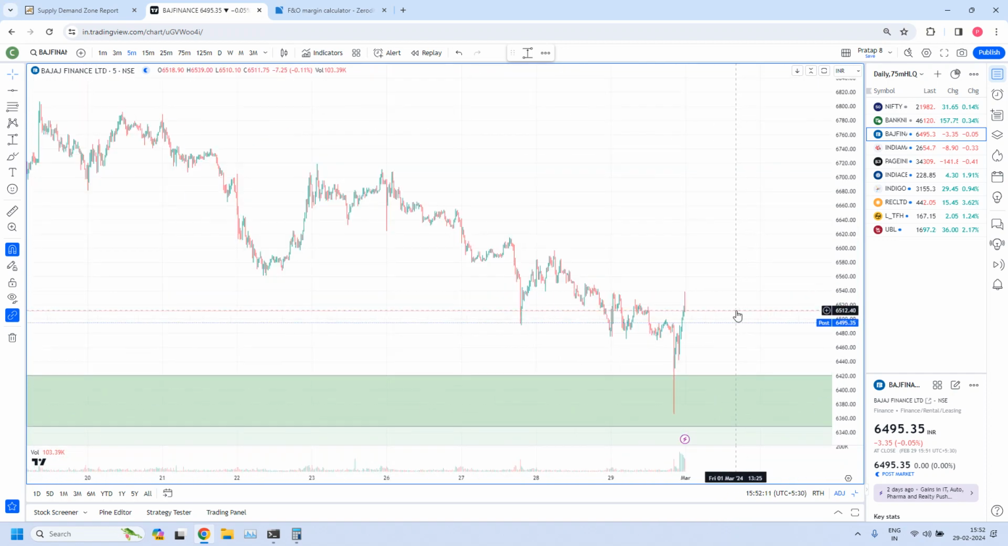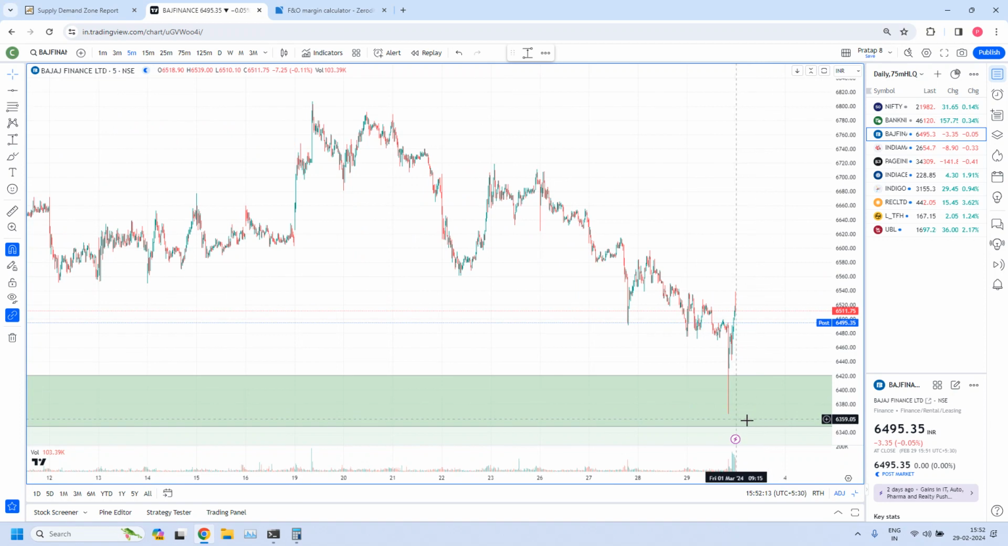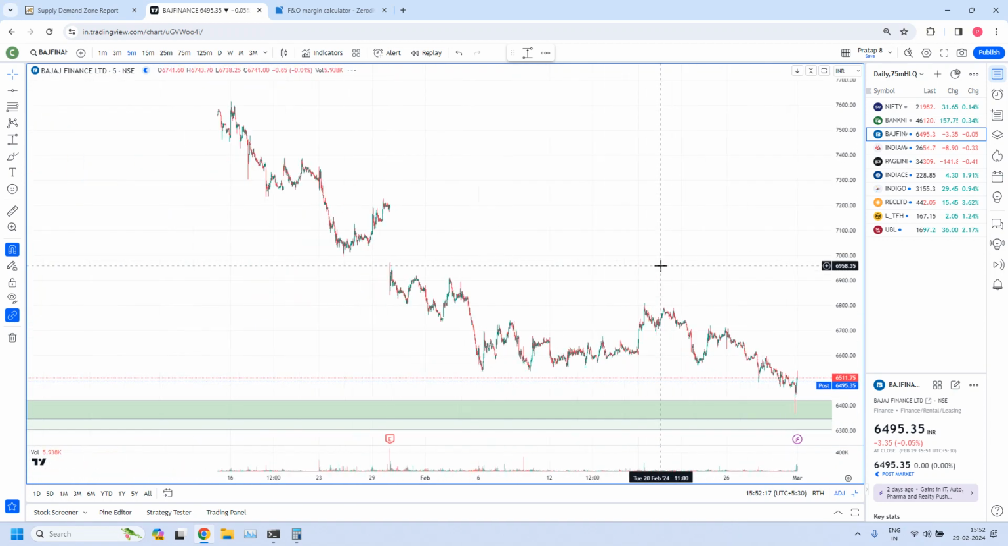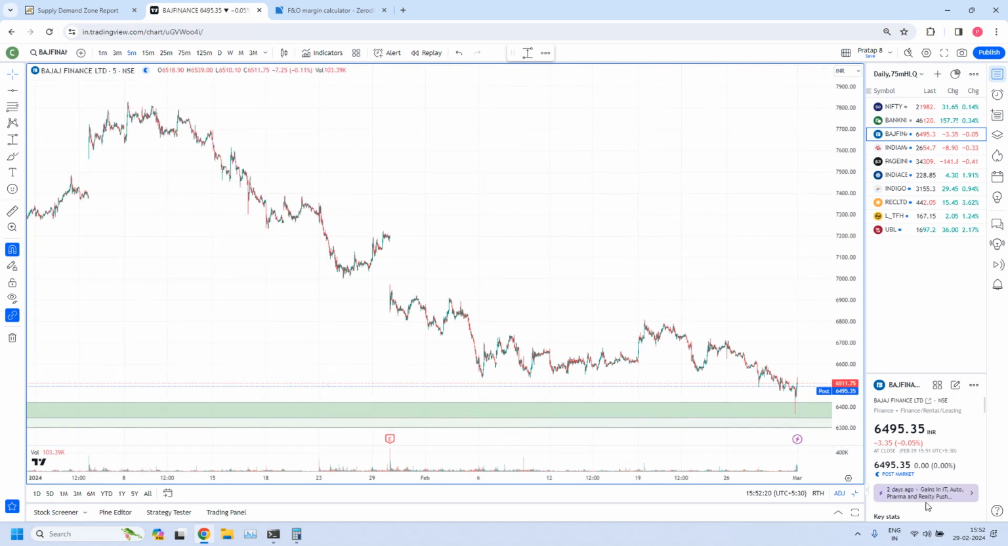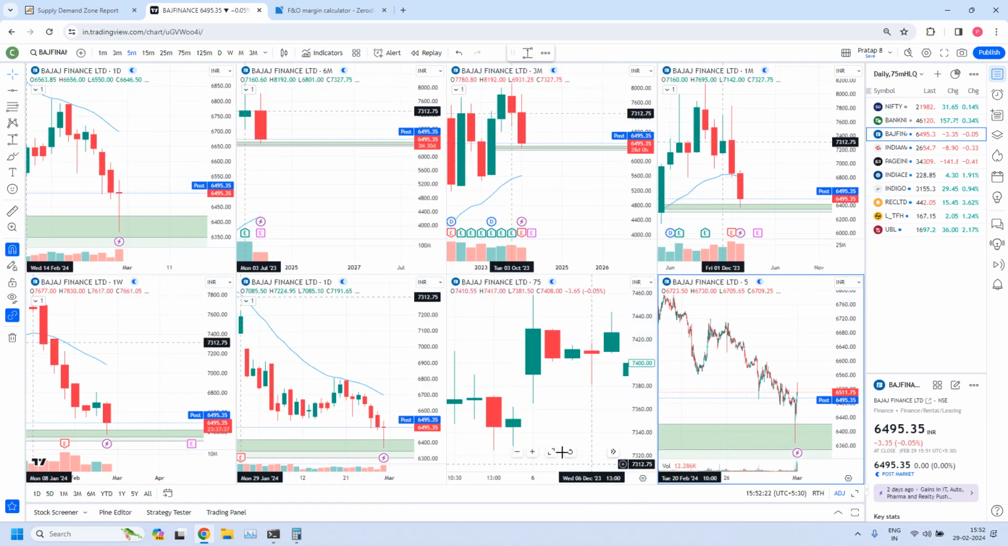Last 1 hour. Why did prices move? Who is the reason behind moving the prices up? That is what generally I look for. See, we know that this zone will be violated. We didn't plan a trade in this.